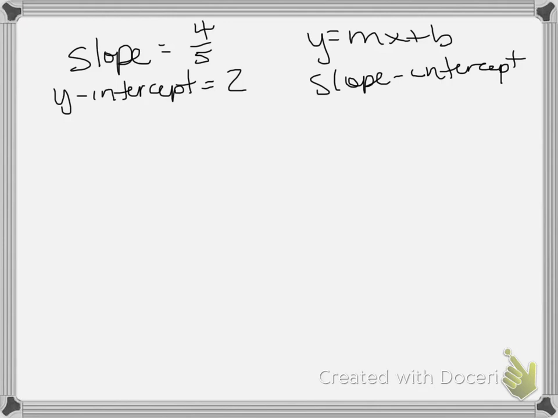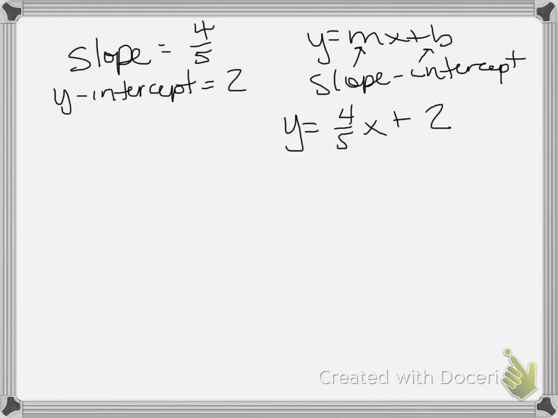So I'm going to go fill this in, and you need to know where each of these go. The slope goes with m, the y-intercept goes with b. So I'm just going to write y equals 4/5 x. I'm just substituting 4/5 in for the slope, for m. Plus, and my y-intercept is 2, so we put a 2 here.